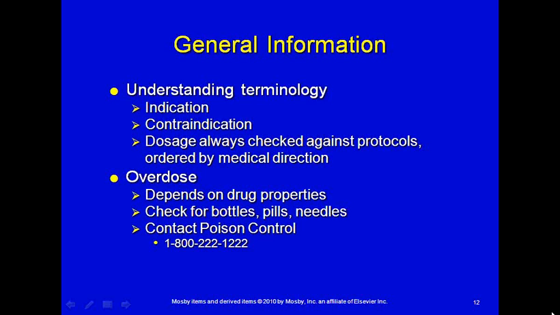So look for that sort of stuff, and certainly, and most importantly, knowing the number for poison control. 1-800-222-1222 is a number that no matter where you are in the United States, should you dial that, you're going to get a poison control center.